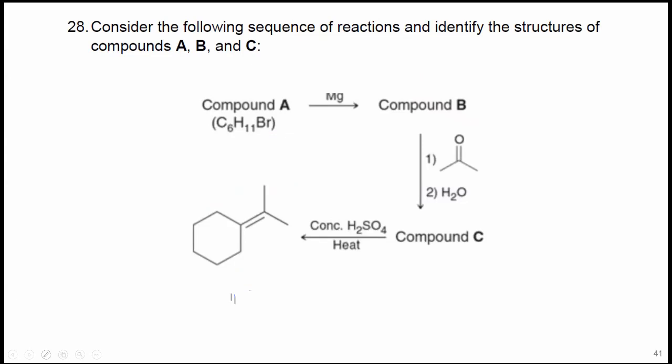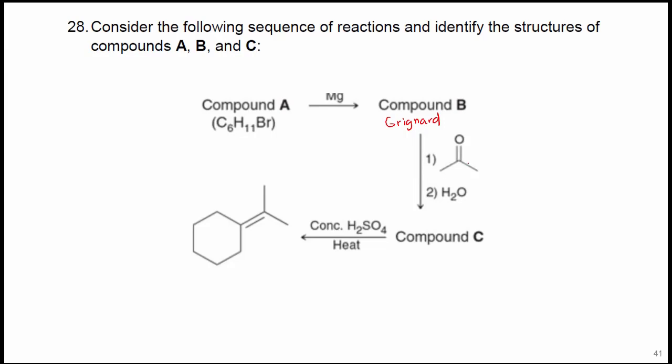Okay, so here we're looking at different reactions. We have the end product. Compound A we know has 6 carbons, 11 hydrogens, and a bromine. It reacts with magnesium to make compound B. So we're probably forming a Grignard here.